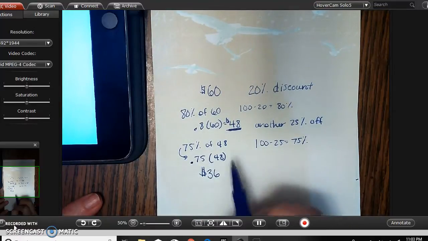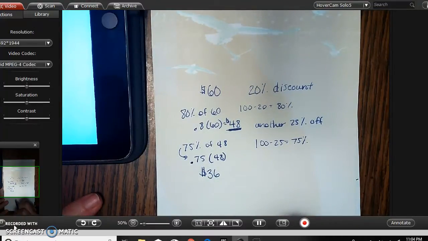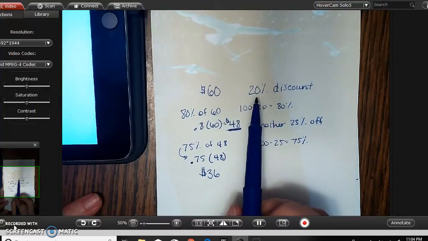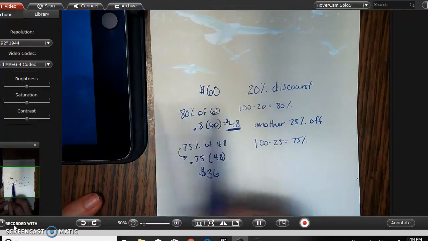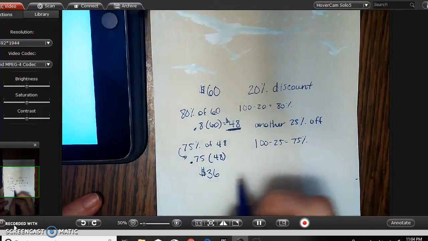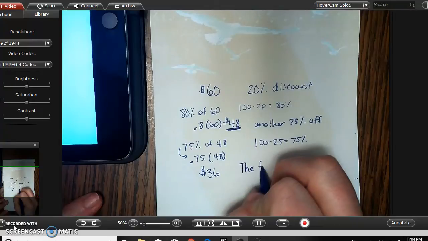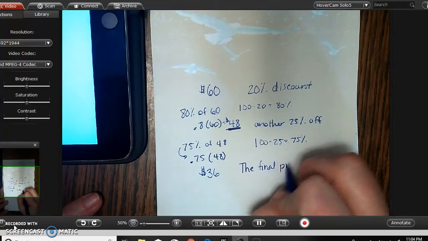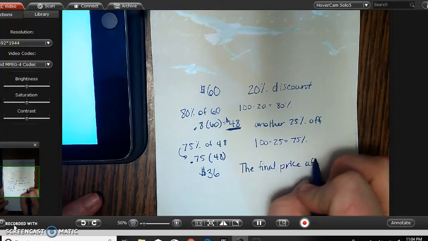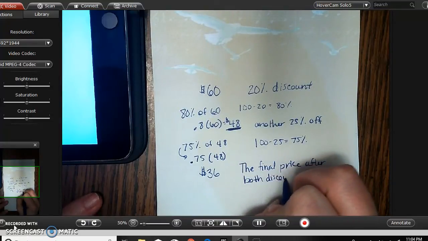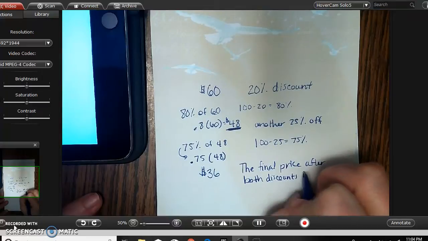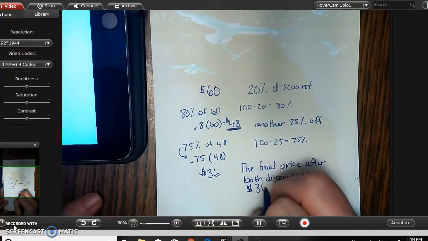So there is one way to do that problem. Now once again, like I said, we could have also done 20% and then subtracted that from 80 to get that. So the final price after both discounts is $36.